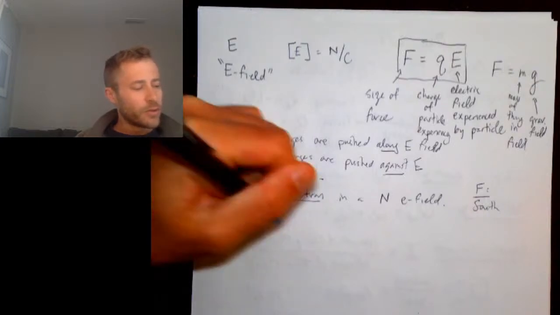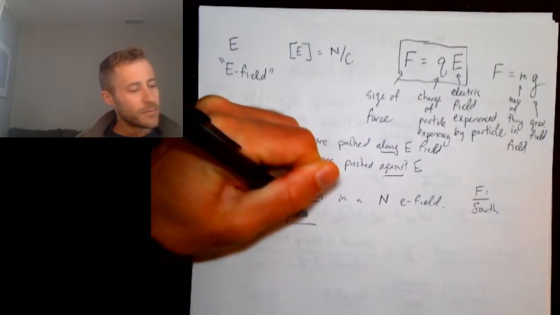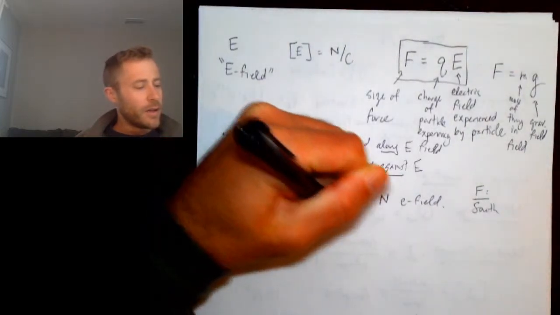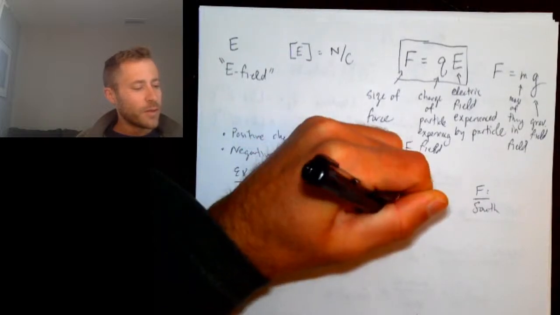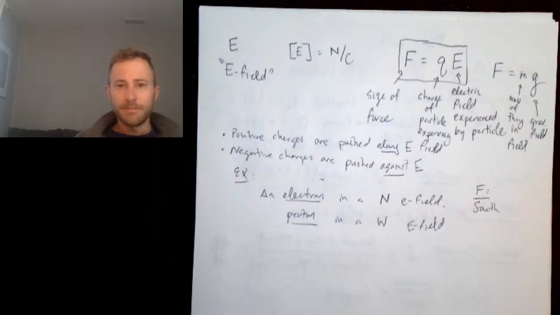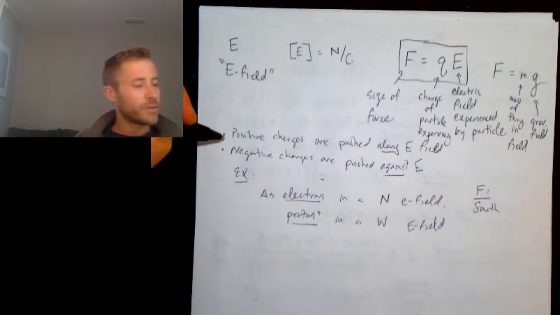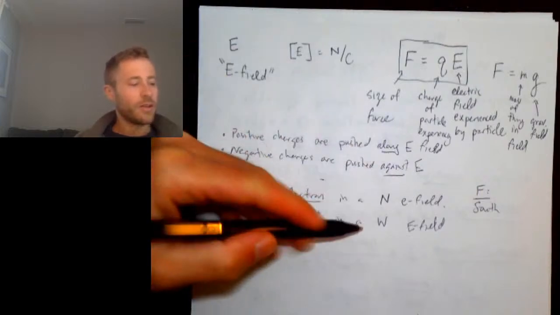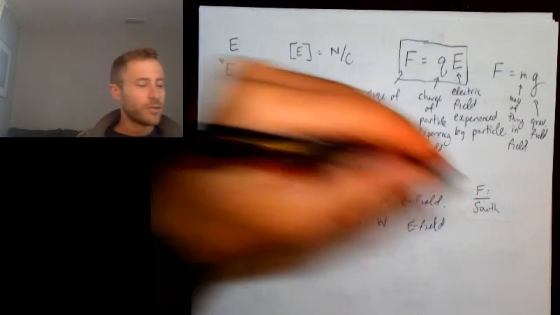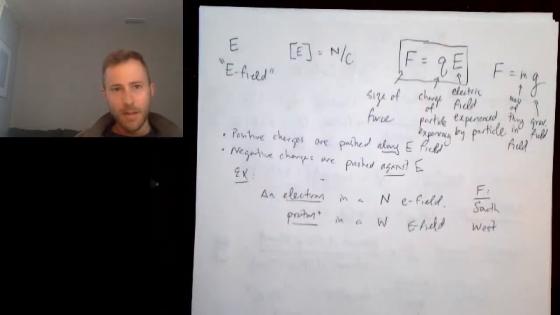So let's do another one. Let's say we had a proton in a westward electric field. A proton is a positive charge, and positive charges get pushed along the electric field, and the electric field points westward, so the direction of the force is going to be westward.